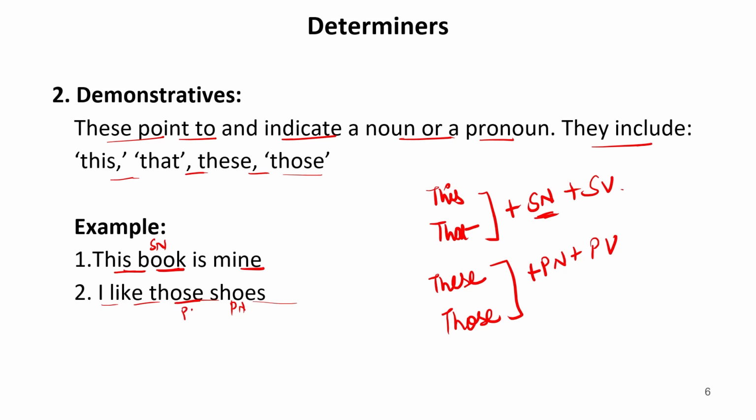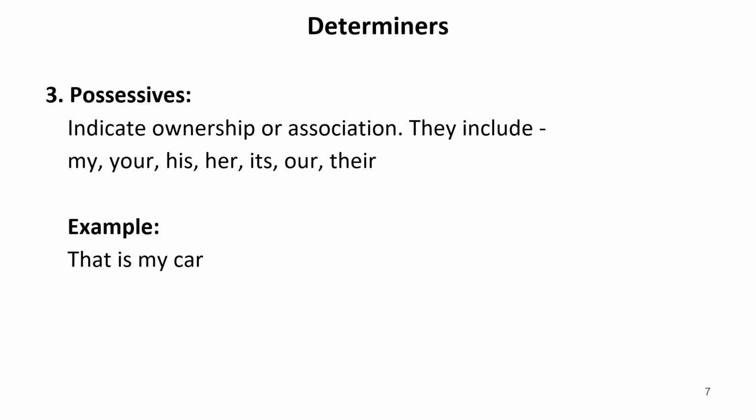So if we use this, that, these, those with nouns, they can be singular and plural according to the structure of the words. These are called demonstratives because we are indicating something. For example, if I say this is a pen, it means I'm pointing out this pen. I'm indicating this pen. The word which I'm using to indicate is known as a demonstrative. Demonstrative means to demonstrate something, to point out, to indicate something. Now, let us move further.